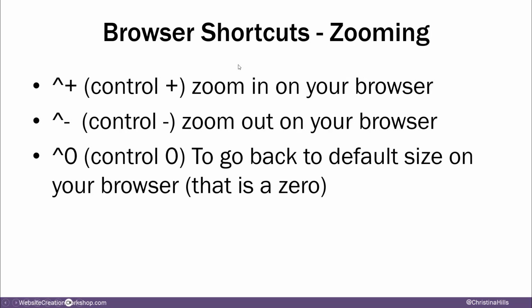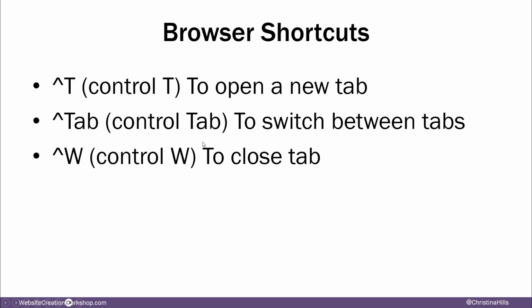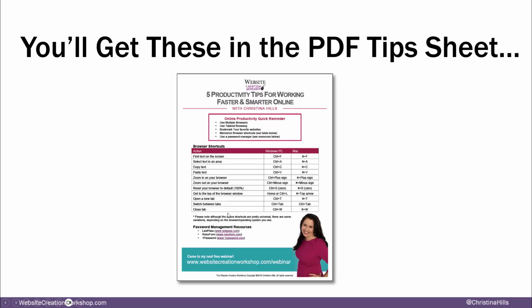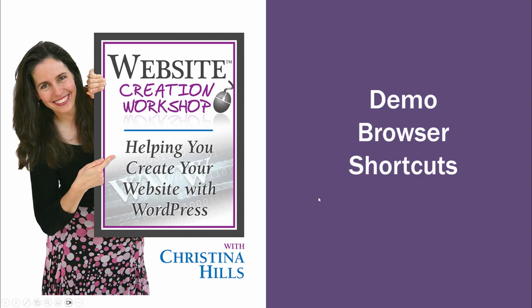This one I use a lot, zooming in and out of a browser, and going back to the default size. I'll show zooming in and out, and then Control T to open a new tab. I showed you that. Control Tab I don't use that often, but it's a faster way to switch between tabs, and then Control W to close the tab. This is all going to be in the tip sheet, and we have the PC or the Mac version. So let me now demo browser shortcuts.